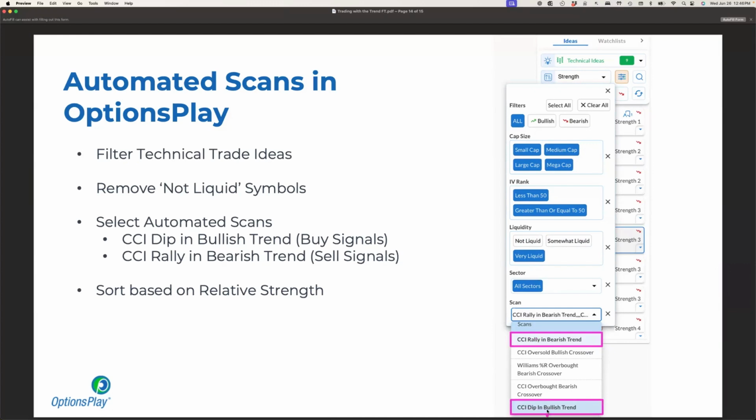That's the bullish and bearish trend following scans. And like I said, I remove these two from a liquidity perspective. So I'm only left with stocks that I can trade options on, the very liquid symbols.